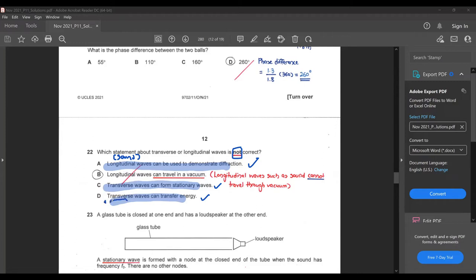They just gave us a general term saying transverse wave. It could be a progressive wave. It could be stationary waves. But it is true that a progressive wave can transfer energy. So this is also considered to be correct. Okay, right. Then the one that is wrong is B. Longitudinal waves can travel in a vacuum. Longitudinal waves such as sound cannot travel in a vacuum. So B is definitely out.